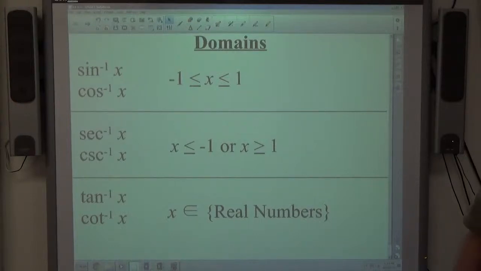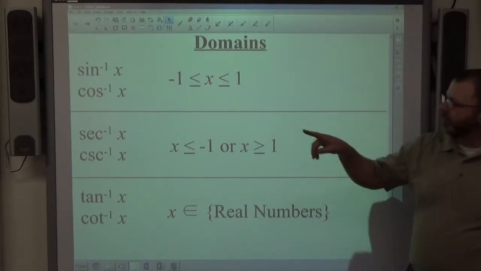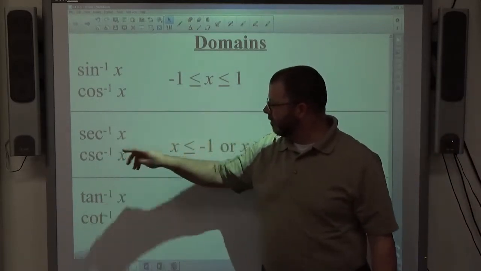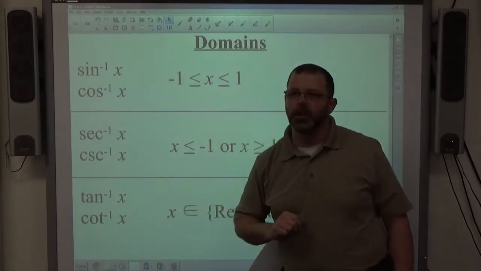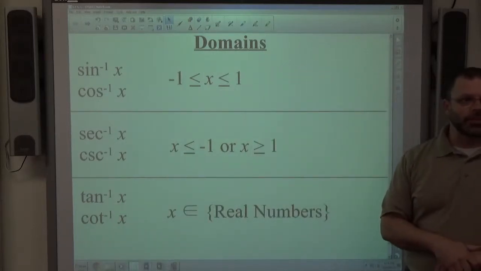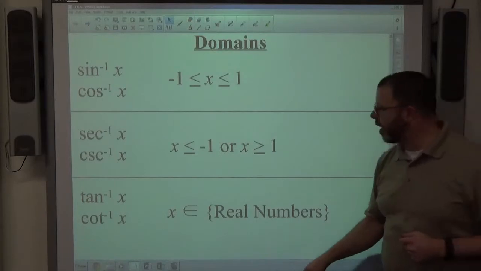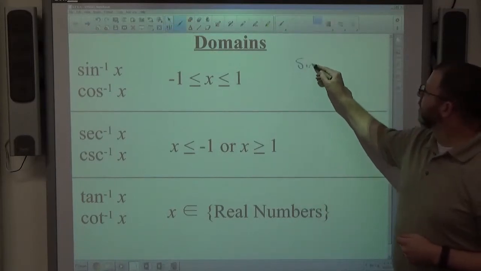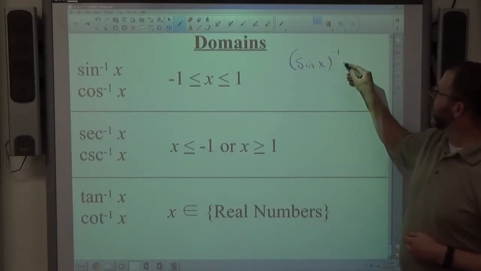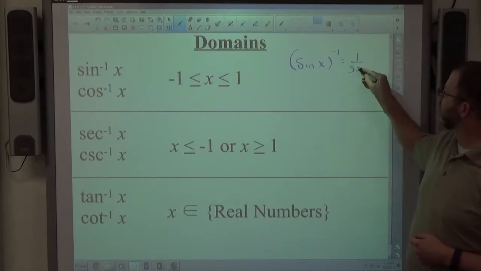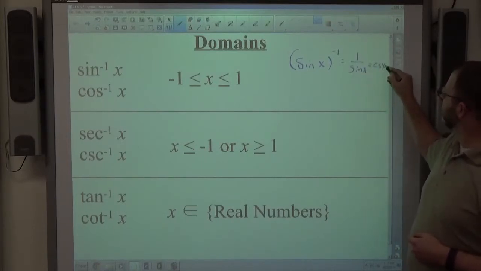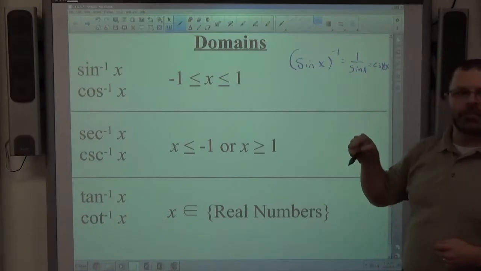Okay, chapter 6.5 is about inverse trigonometric functions, and the first thing I want to deal with is these functions: inverse sine, inverse cosine, inverse secant, inverse cosecant, inverse tangent, inverse cotangent. First thing I want to bring to your attention is these aren't the same as reciprocals. So if I were to see, for example, sine of x to the negative first power, that's 1 over sine of x, which is the same as cosecant of x. That's not the same as inverse sine of x.